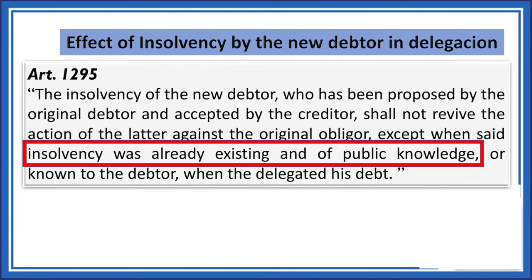So, eto. Number 1, insolvency was already existing and of public knowledge at the time of the delegation. So, yun yung unang exception kung saan kahit pa na-extinguish na nga sana, di ba? And the general rule is hindi na ma-revive yung obligation ni original debtor or ni old debtor. Pero pag yung scenario is yung insolvency daw ni new debtor was actually already existing and of public knowledge at the time ng delegation, then that is the first scenario wherein si old obligor will still be liable, okay? Although it was not known to the old debtor dito sa first scenario. Kahit pa hindi alam ni debtor na insolvent na yung kanyang dinidelegate, pero kasi yung insolvency was already existing and of public knowledge na actually.